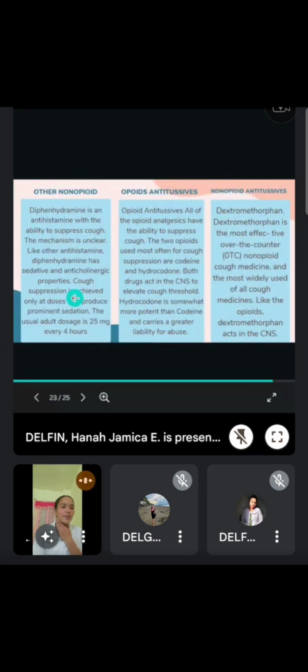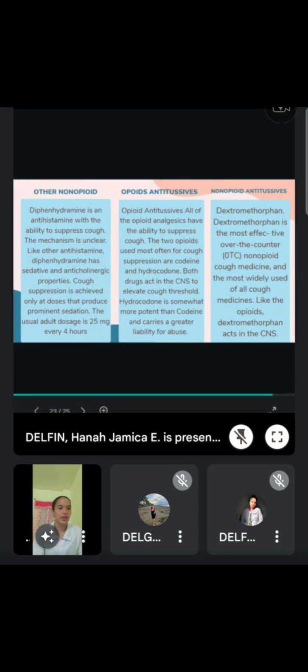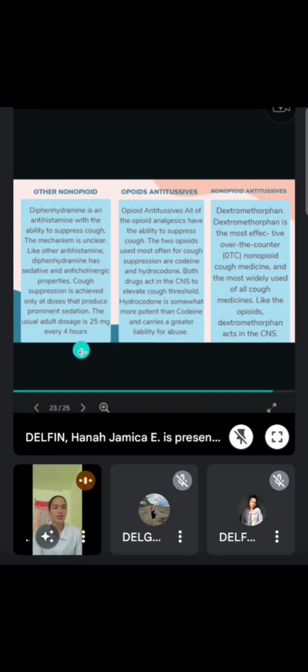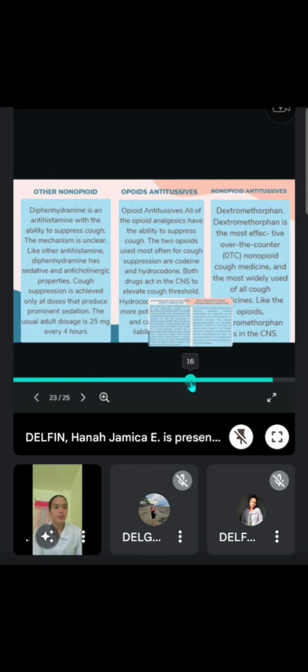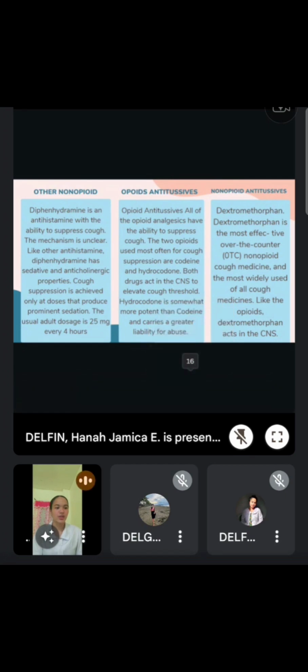The next is other non-opioid. Diphenhydramine is an antihistamine with the ability to suppress cough. The mechanism is unclear. Like other antihistamines, diphenhydramine has sedative and anticholinergic properties. Cough suppression is achieved only at doses that produce prominent sedation. The usual adult dosage is 25 milligrams every 4 hours.